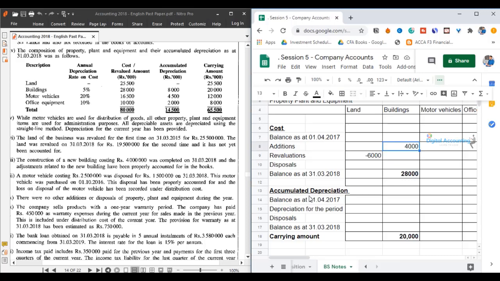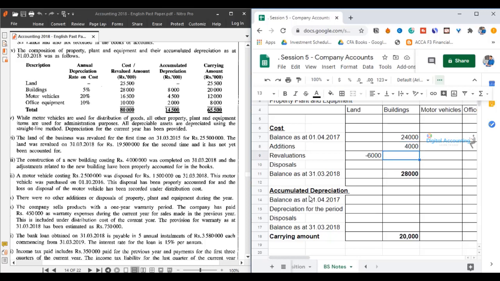So the opening balance of the building we can find from this 28 million, which is the closing balance. So 4 million is an addition during the year. So the opening should be 24 million.